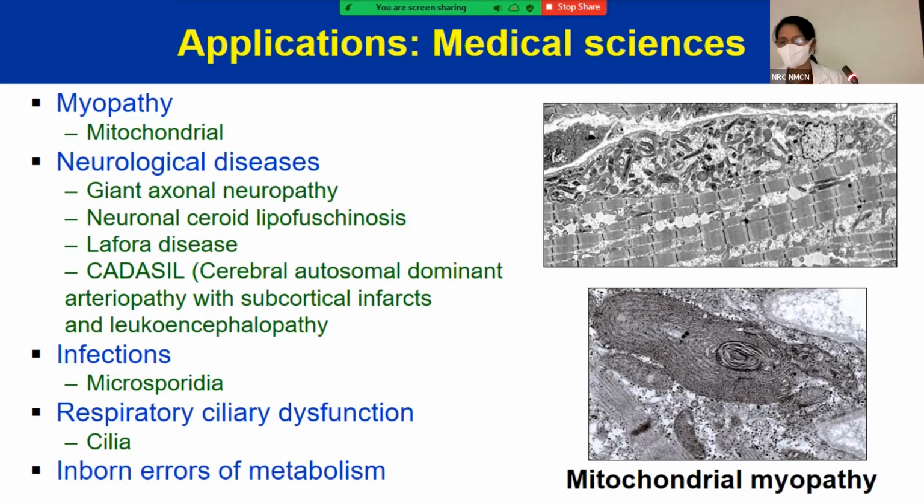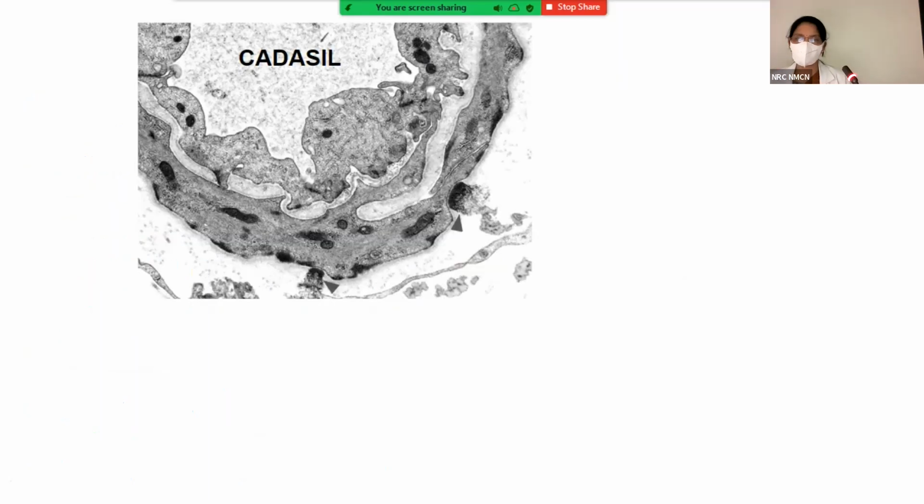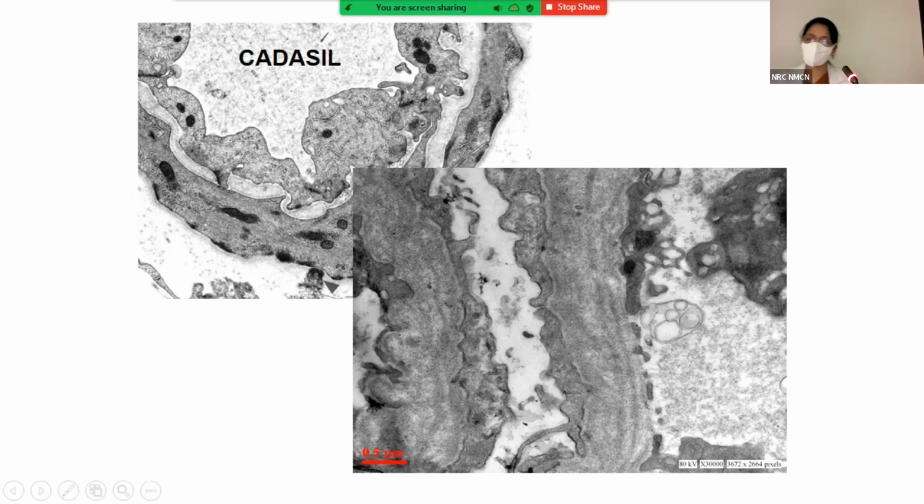These are some examples of mitochondrial myopathy. This is of CADASIL, where you can see these inclusions. This is Alport's, where in the basement membrane you can look at a basket weave or splitting of the glomerular basement membrane, the lamina densa.